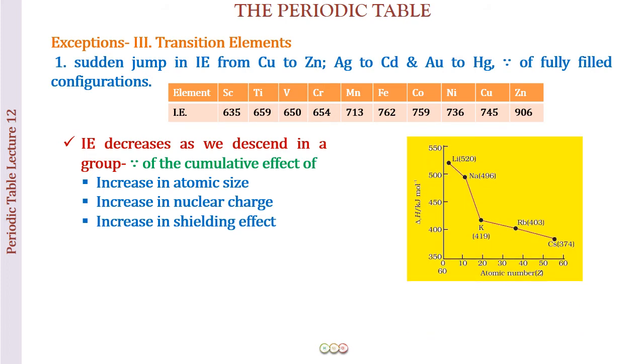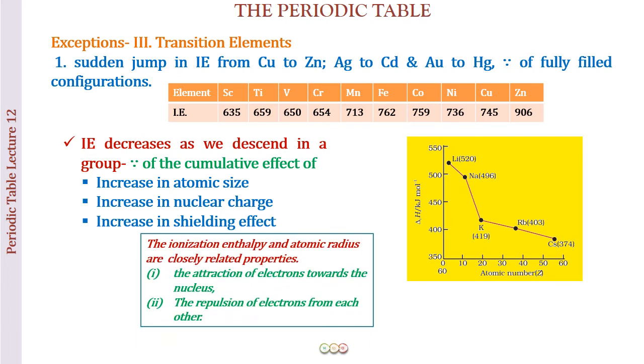You can see this graph as well, which shows the trend from lithium to cesium: with the increase in atomic number, that is, as we move from top to bottom in a group, the values of ionization enthalpy decrease. The ionization enthalpy and the atomic radius are closely related properties. Why are they closely related? Because both of them depend on the same two factors, that is, the attraction of the electrons towards the nucleus and the repulsion of electrons from each other. I hope you can understand this very well now.